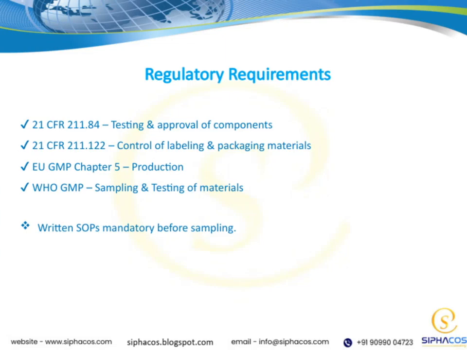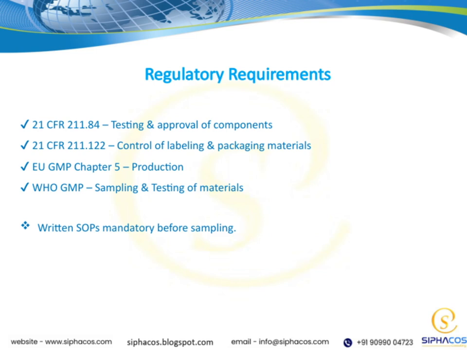Let's take a closer look at some of the key regulatory requirements we need to be aware of. First, 21 CFR 211.8 focuses on the testing and approval of components. This means that every raw material or part used in manufacturing must be thoroughly tested and approved before it's used in production. It's essential to ensure only quality components enter our process.